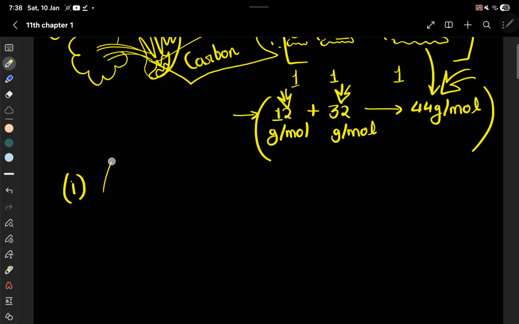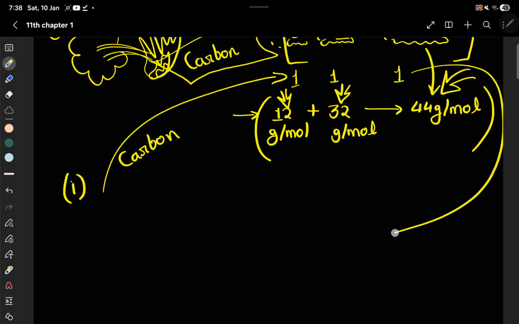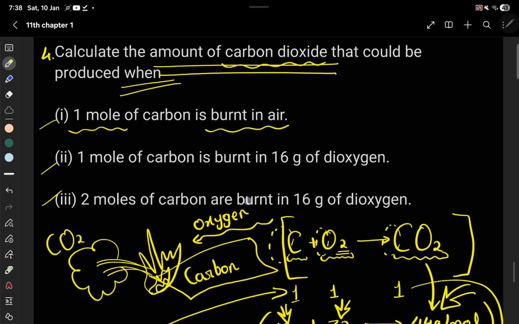In this question also, only 1 mole of carbon was getting burned. So in the question they have asked how many moles of carbon dioxide got produced. We know that on burning 1 mole of carbon over here, 1 mole of CO₂ is going to get produced. So that's our answer. For the second sub question, they are telling that 1 mole of carbon is getting burned in only presence of 16 gram of dioxygen.